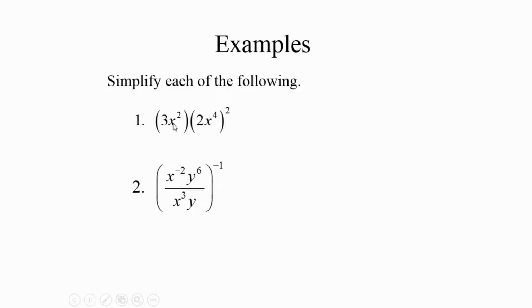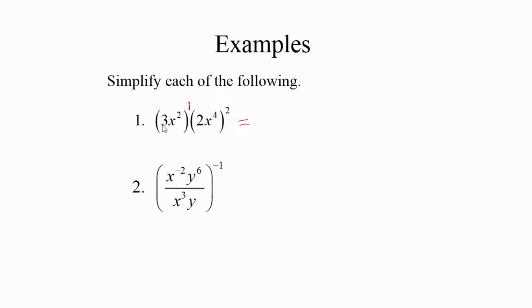So you have 3h squared multiplied by 2h to the 4th, all to the 2nd. This power of the 2nd only applies to the 2nd parenthesis. It had nothing to do with the 1st parenthesis. As a matter of fact, the power of the 1st parenthesis is only 1. Right? So before you can multiply the 2 parentheses together, first you have to take care of these 2. In other words, the inside of the 2nd parenthesis needs to be raised to the second power using the laws we just saw on the previous slide.